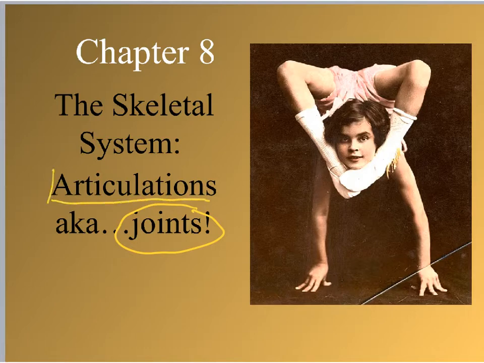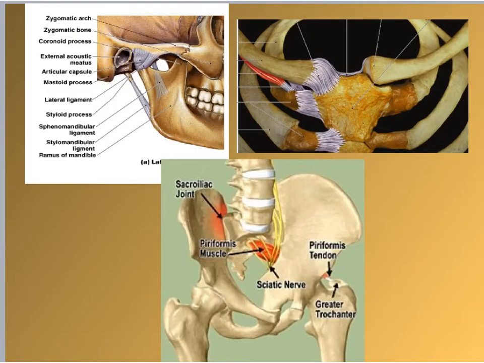So if we take that word apart, articulate means to put together. For instance, if somebody is articulate, it means they're good at putting their words and sentences together. So an articulation is where two bones come together, and that's what we would normally call, in lay terms, a joint. When we think of joints, we often think of the ones in our long bones.